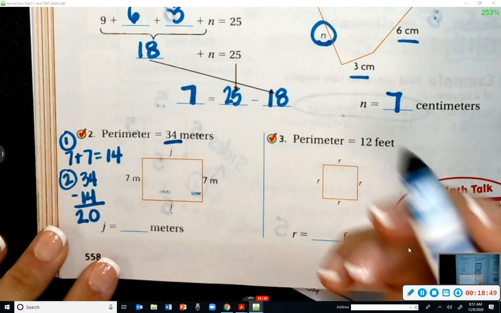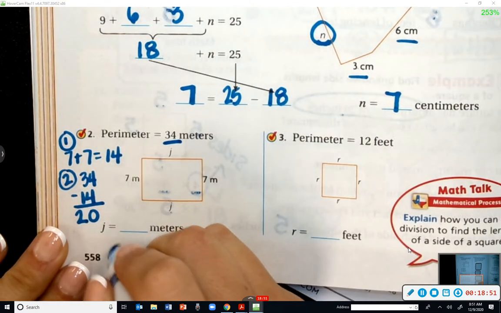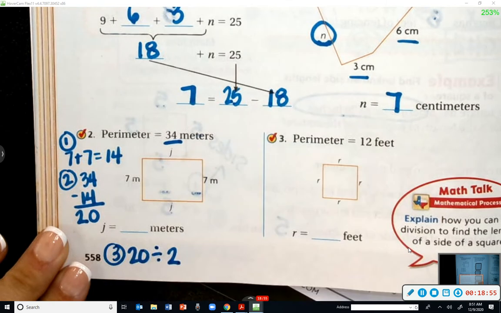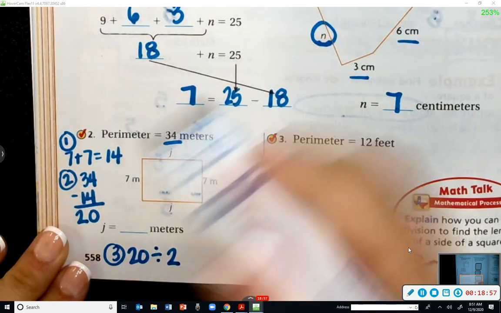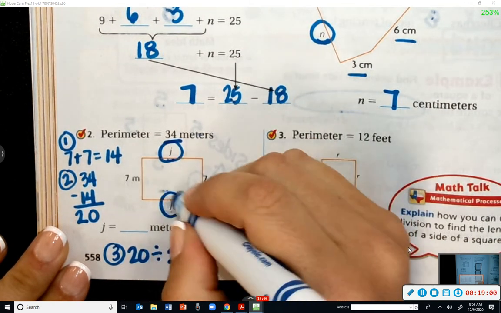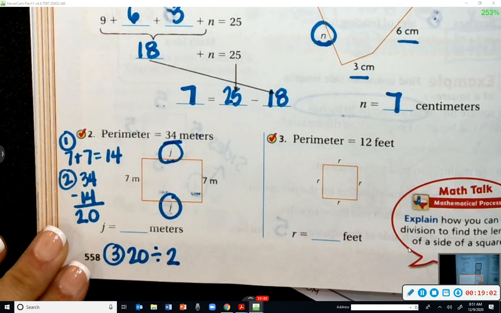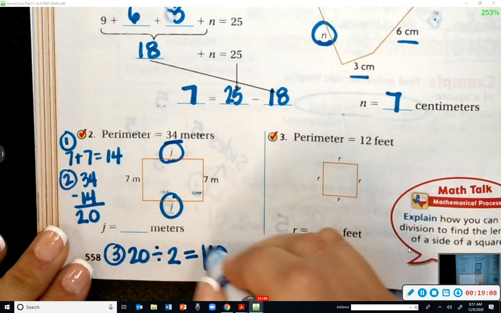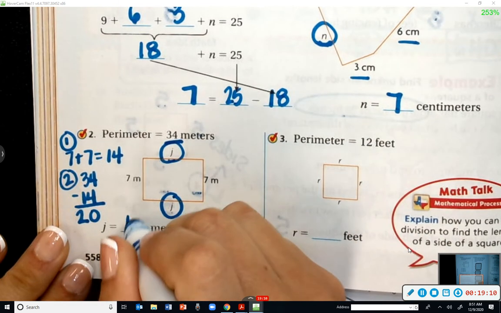What is it, Kaylee? Divide. So I need to take the 20 and split it in 2, or divide it by 2, because it's actually 2 numbers that we're finding. So what is 20 divided by 2? 10. Good. So 10 would be your final answer.